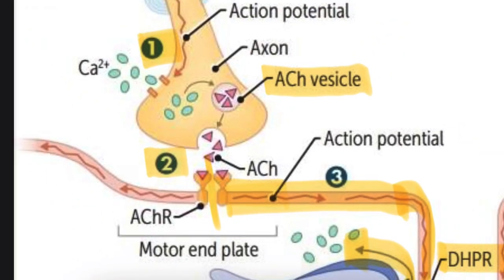Okay. Then acetylcholine release: voltage gated calcium channels open, allowing calcium influx and prompting synaptic vesicles to release acetylcholine into the synaptic cleft. Then muscle fiber depolarization: acetylcholine binds to nicotinic receptors on the motor end plate, leading to sodium influx and depolarization of the muscle fiber membrane. So we come to excitation contraction coupling.